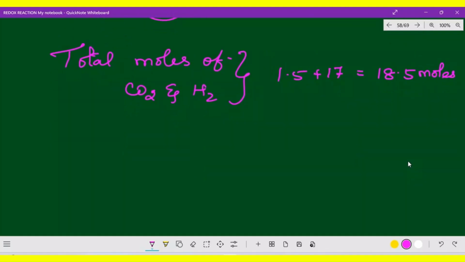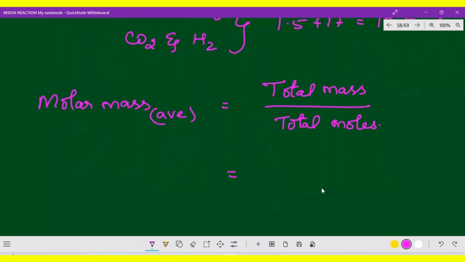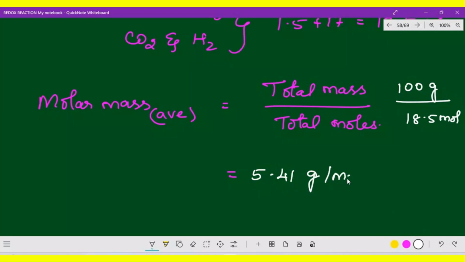Here they are mentioning the average molar mass. Average molar mass is total mass divided by total moles. So you will get the molar mass. Here it is 100 gram divided by total moles, 18.5 moles. So you will get around 5.41 gram per mole.